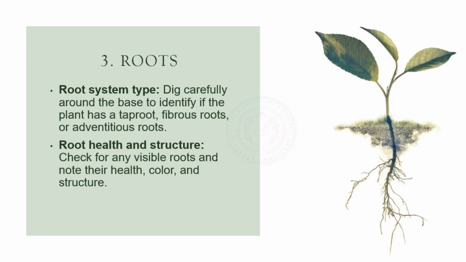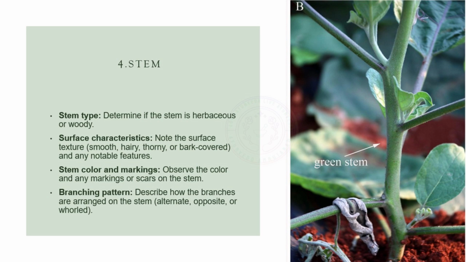Moving up from the roots, we have the stem. The stem's type, herbaceous or woody, is important, but so are the surface characteristics. Is it smooth, hairy, thorny, or covered in bark? The color and any unique markings or scars on the stem can also provide insights, as can the branching pattern, whether branches alternate, grow opposite each other, or form whorls.